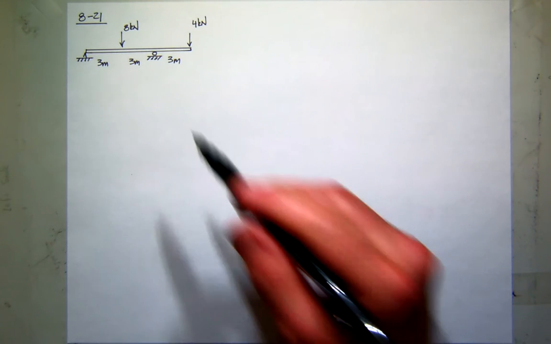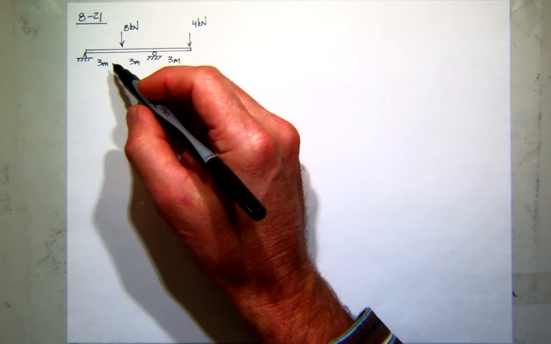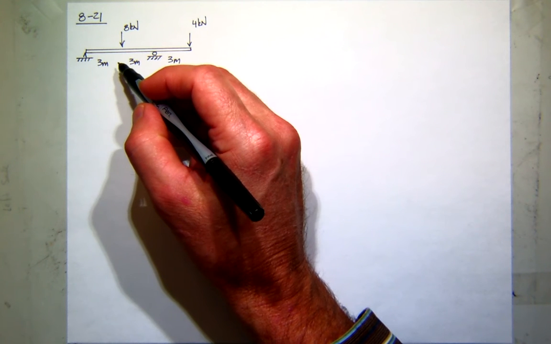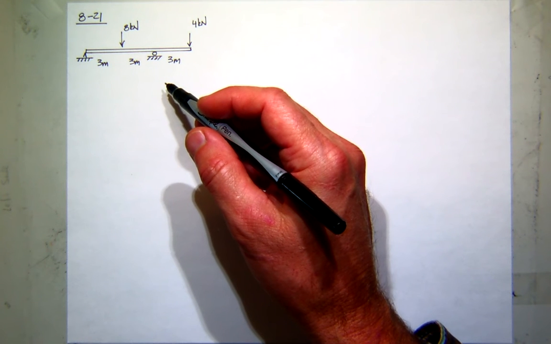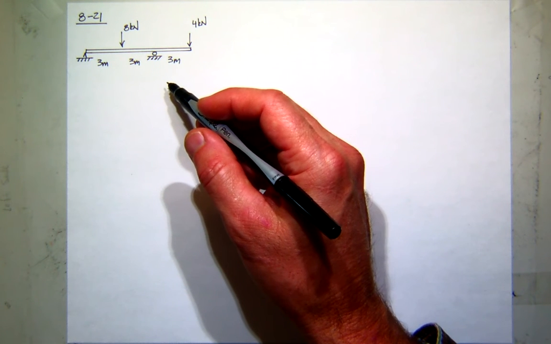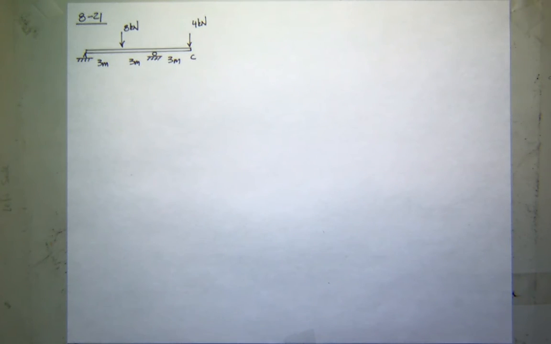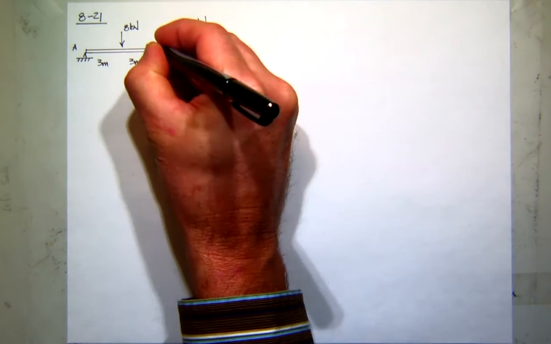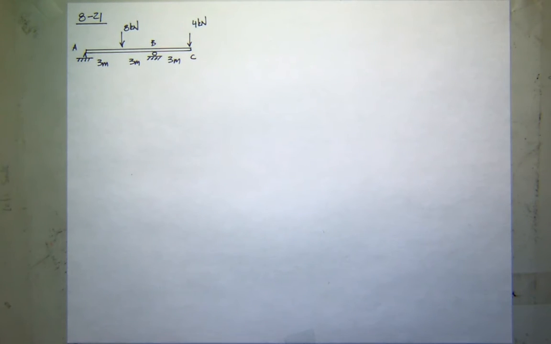All right. So here's a problem I took out of the book, 8b-21. And we're going to do direct integration for this. The problem is asking for the slope and displacement at C, and C is the free end. So this was A. This was B. So we want the slope and displacement at C.